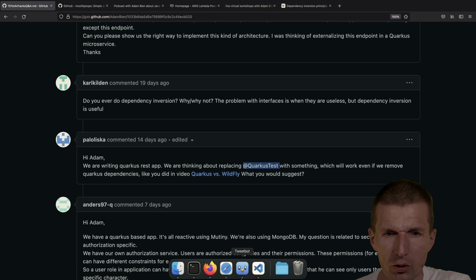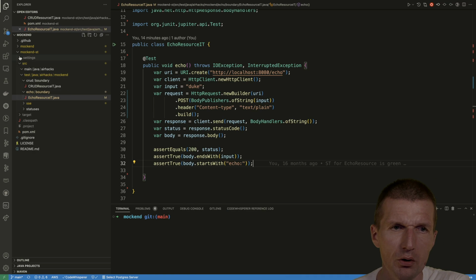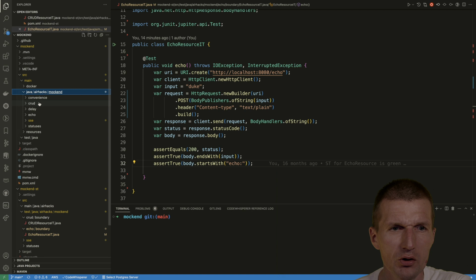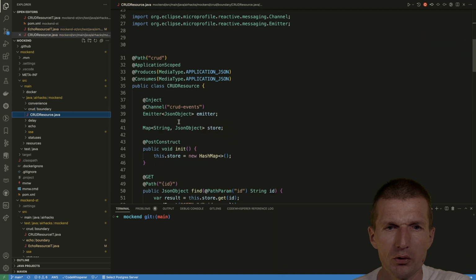So I closed the mockends already, but here. So this is the mockend, and I don't believe there is any Quarkus test. No, there's also no unit test. It's just the endpoints. So this is the endpoints here.